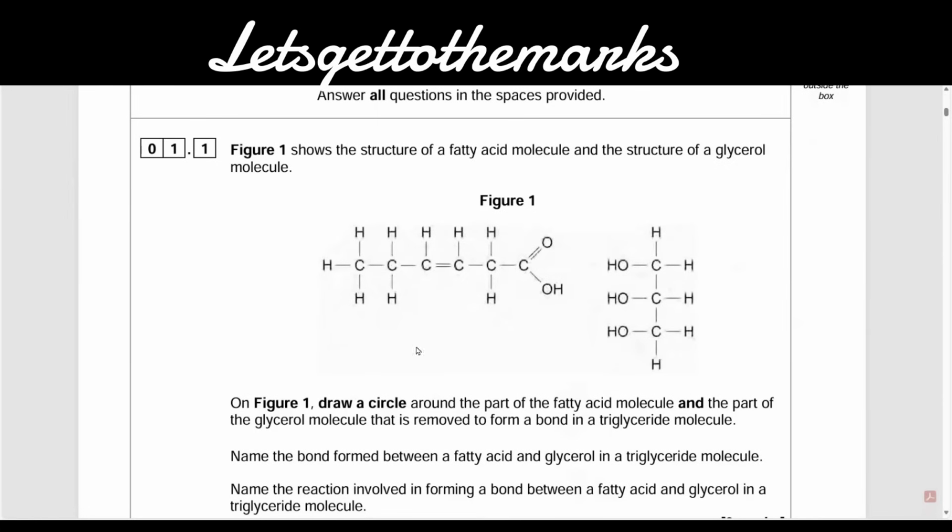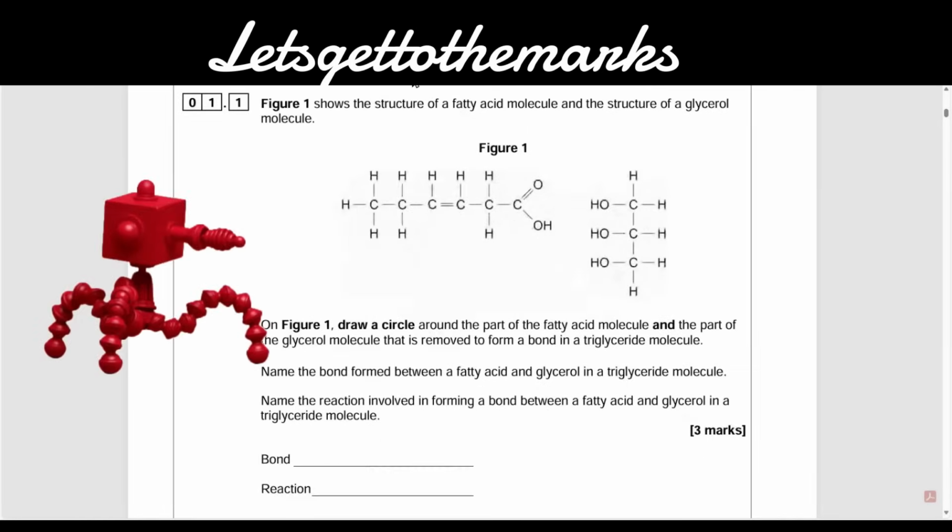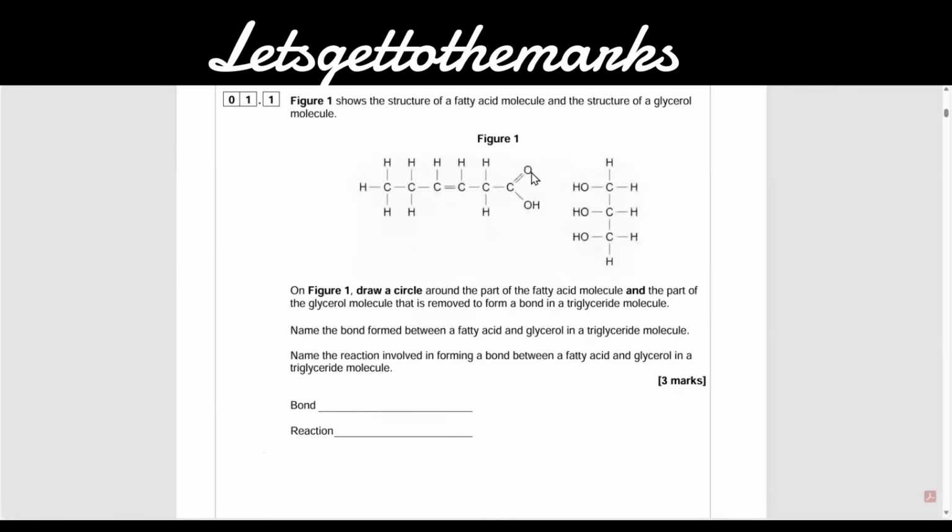So figure 1 shows the structure of a fatty acid molecule and the structure of a glycerol molecule. Which is which? You should be able to work that out. On figure 1, draw a circle around the part of the fatty acid molecule and the part of the glycerol molecule that is removed to form a triglyceride. Name the bond formed between the fatty acid and the glycerol in a triglyceride molecule. Name the reaction involved in forming a bond between the fatty acid and the glycerol. Let's shrink this down so we can get these answers down. So, like I say, pause, have a go, and then unpause, and we'll go through it.